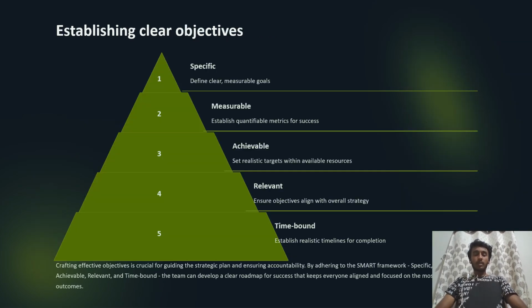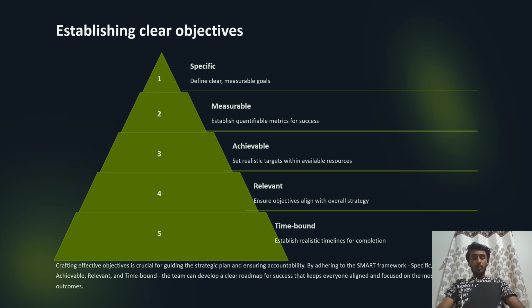Establishing clear objectives is classified into five: specific, measurable, achievable, relevant, and time bound. Specific: define clear goals. Measurable: establish quantifiable metrics for success. Achievable: set realistic targets with available resources. Relevant: ensure objectives align with the overall strategy. Time bound: establish realistic timelines for completion.